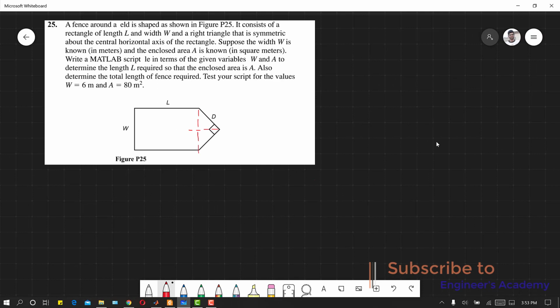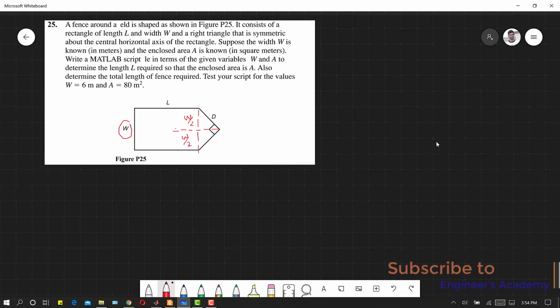So now we will be writing a script file for this problem. In this problem, a fence around a field is shaped as shown in the figure. It consists of a rectangle of length L and width W and a right angle triangle that is symmetric about the central axis. So it's symmetrical. This means that this side is W by 2 and this is also W by 2. Suppose the width W is known in meters, and the enclosed area is known, so we also know the area.